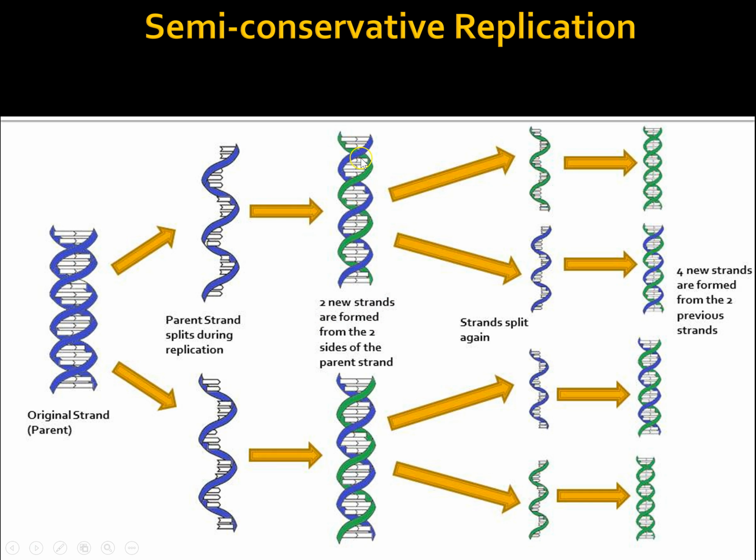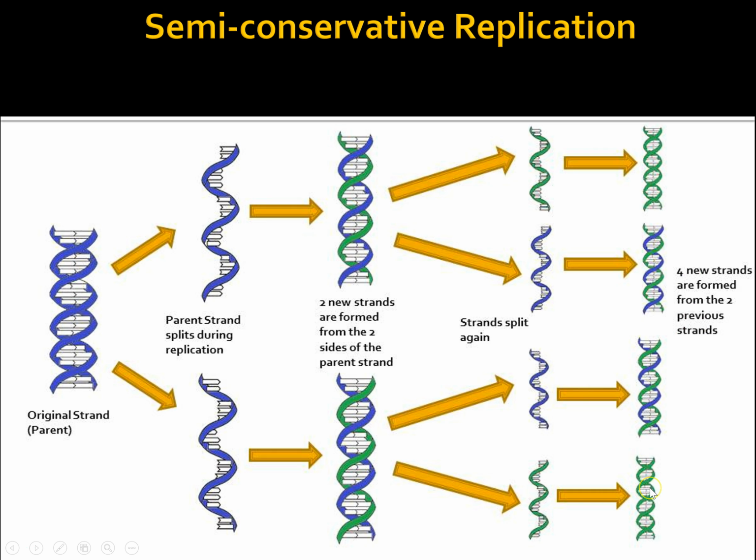Because we have that constant base pairing rule where A always bonds with T and C always bonds with G, if we have half of the DNA strand, the other half is going to be automatically correct because it can only bond and pair one way. So we can create a whole other strand from just that one strand. So here you can see that it is conserving the parent strand, but only slightly, and that's why it's called semi-conservative replication. And then as we continue, this strand is going to separate again, and then you have four, and this one will separate again, then you have four new strands.